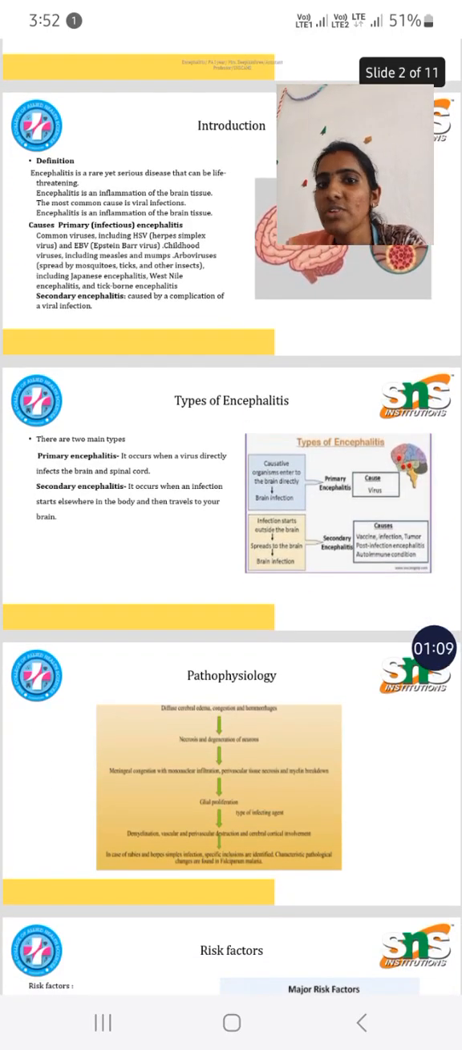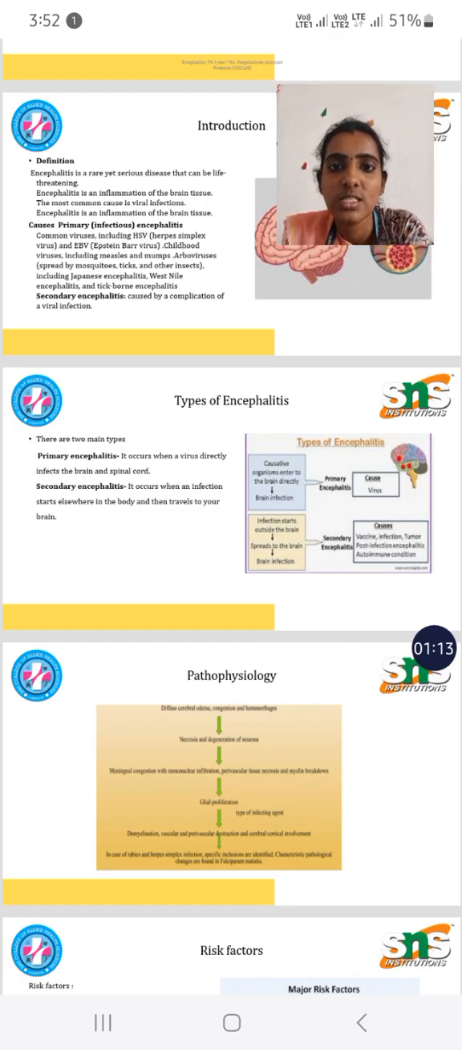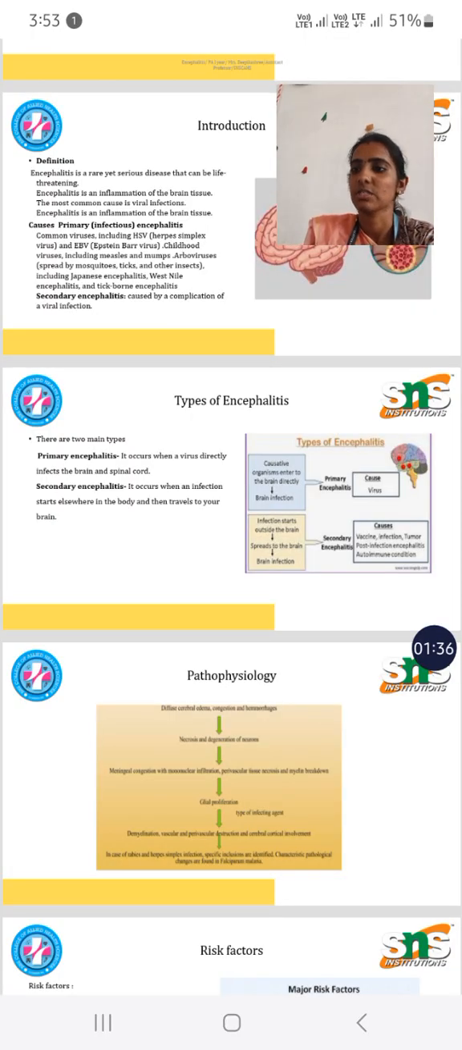The causes of encephalitis include common viruses, including HSV, that means herpes simplex virus, and EBV, Epstein-Barr virus, and childhood viruses, including measles and mumps. Arboviruses spread by mosquitoes, ticks, and other insects, including Japanese encephalitis, West Nile encephalitis, and tick-borne encephalitis. Secondary encephalitis is caused by a complication of a viral infection.